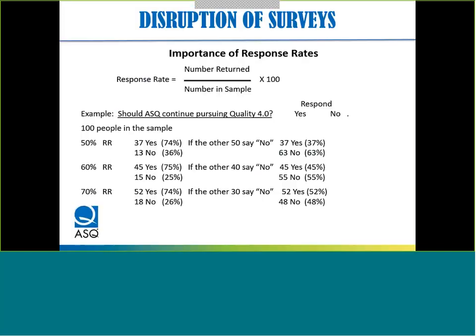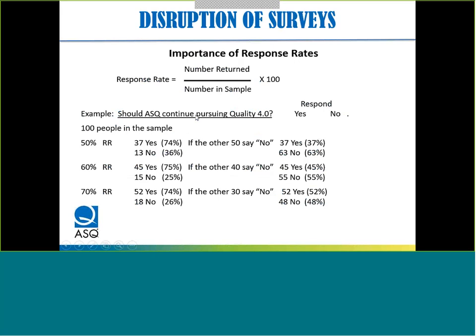So if we look at text analytics first as one of the new tools, disrupting surveys. If you look at surveys, and if you need a survey to be scientific and all that, that's fine. But if you don't, the thing to remember is the response rate. So if we look at the response rate, let's say we send out 100 surveys, and the question is, should ASQ continue pursuing Quality 4.0 with a response of yes or no?